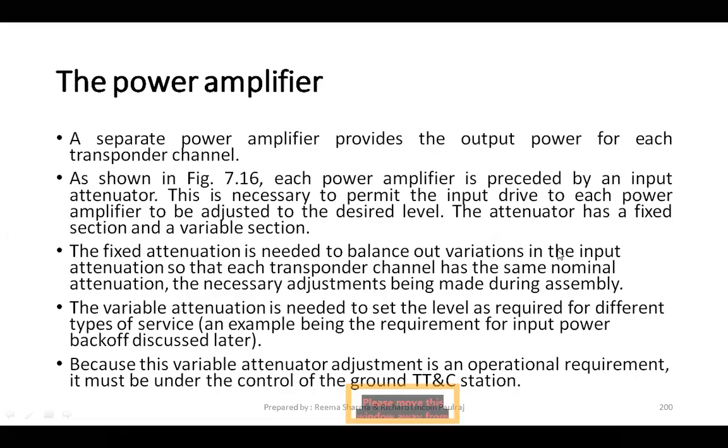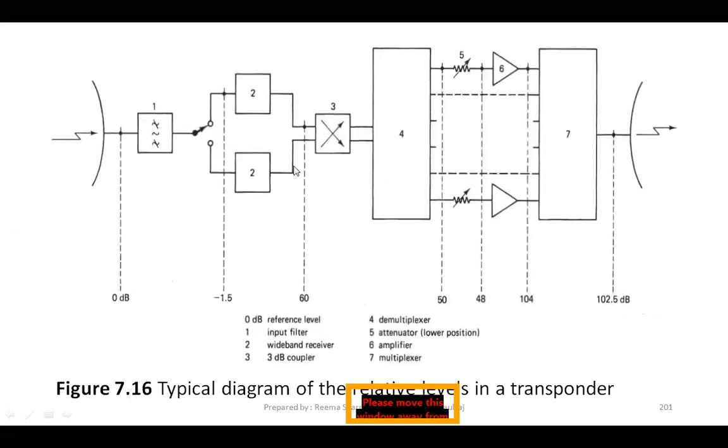Okay, so each power amplifier has a 3 dB coupler here. Then it gets into your demux. Once it gets into your demux, the next thing is your attenuator. Normally we have a variable resistor here. It gets into your amplifier, and then it gets into your mux, which has multiple inputs and a single output. And this will be your antenna, which actually transmits the signal.